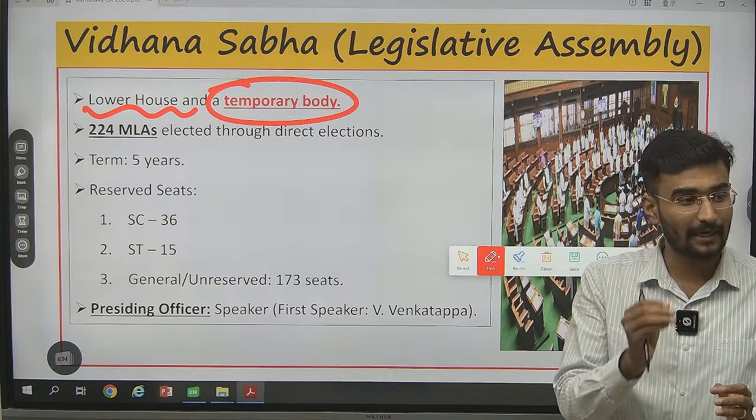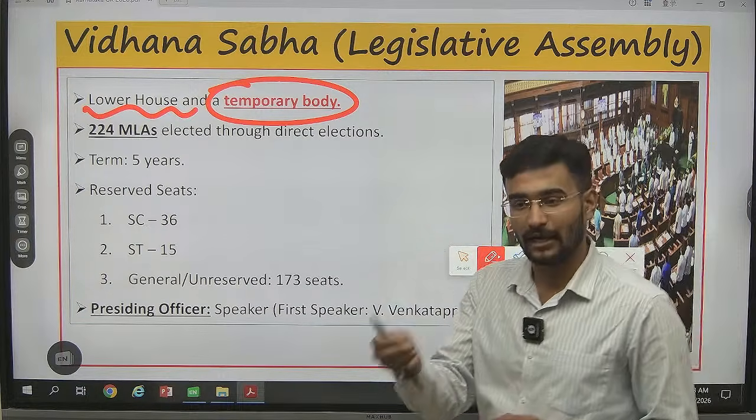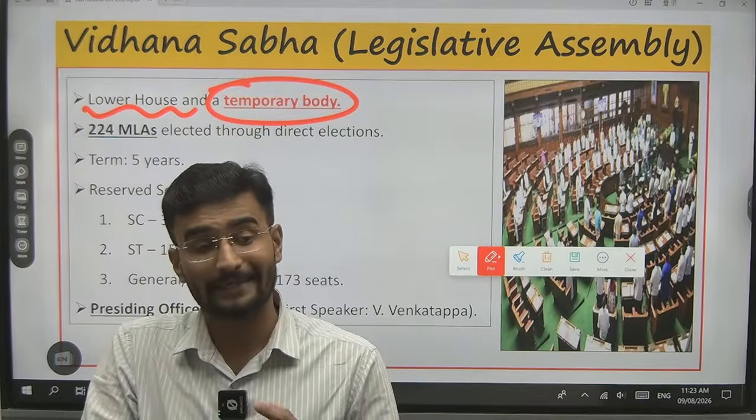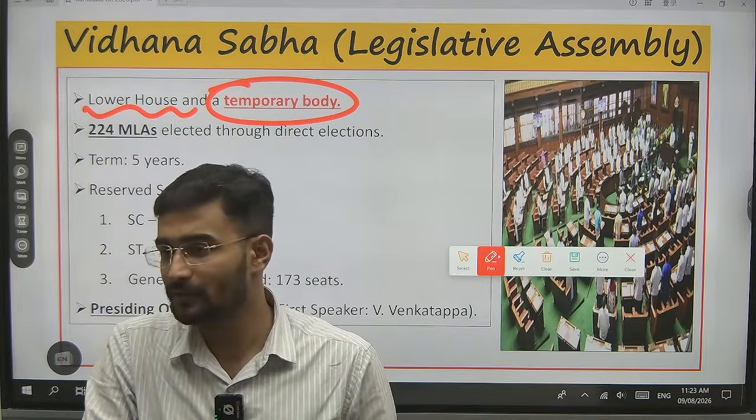Lower house mandatorily must be there. The upper house creation or destruction. Now who has authority to create or destroy a particular house, and that house we call the upper house.